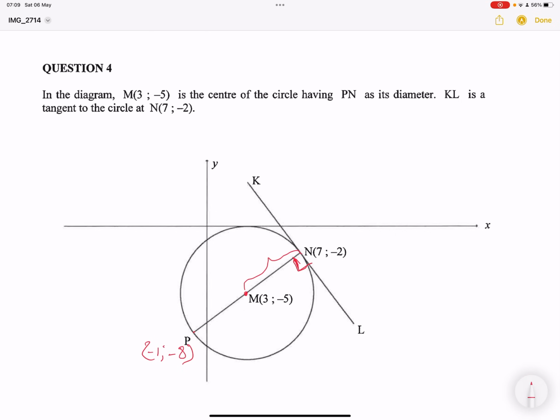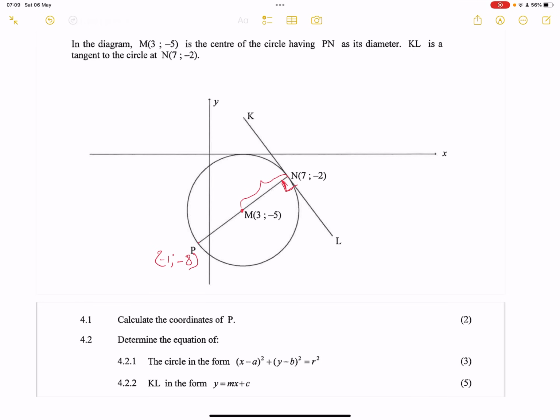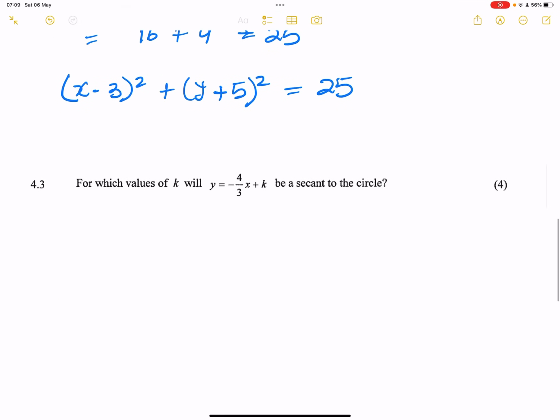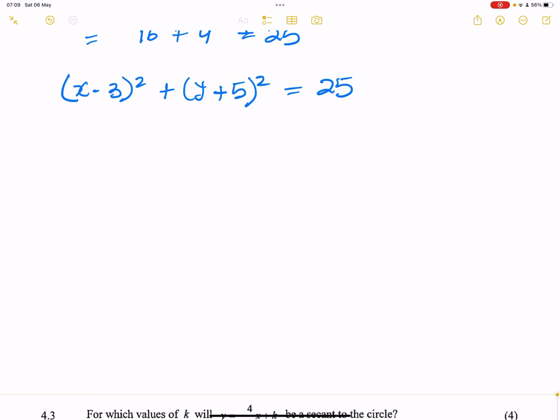So that means that if I can find the gradient of the line MN, we can therefore determine the gradient of KL that way. Right, so let's do that. Okay, let's take this down there. So let's find, that's 4.2.1.